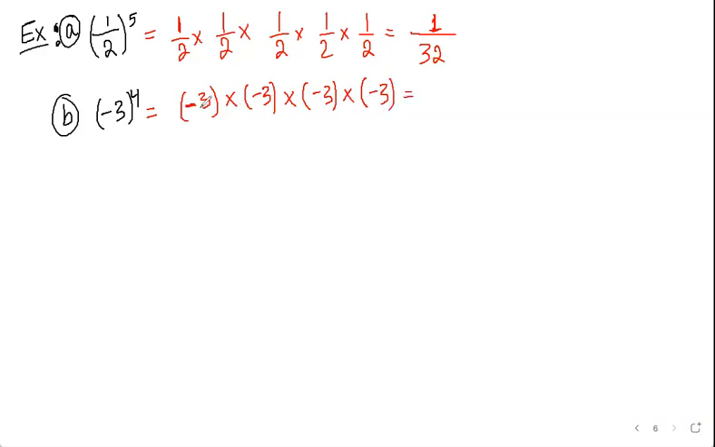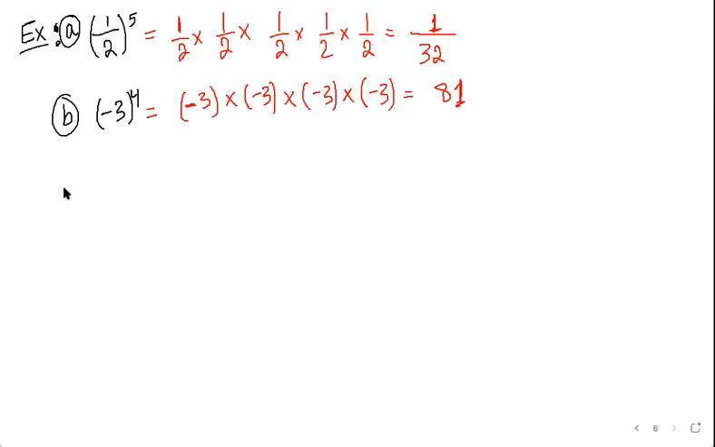So I get -3 times -3, they give me 9 because negative times negative is positive. The same thing here, -3 times -3 gives me 9. So 9 times 9 is 81, positive. So the answer is positive 81. For example, if the base is negative and the exponent is an even number, it's always positive. This is correct, but we're going to talk about this later. That's 100% correct.